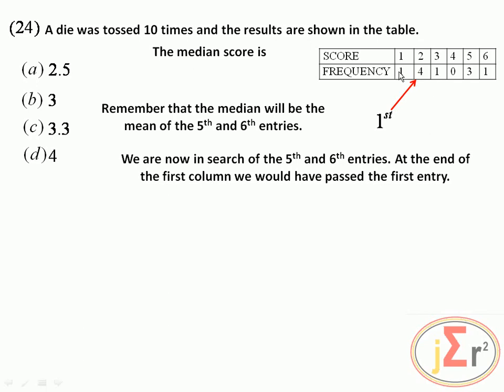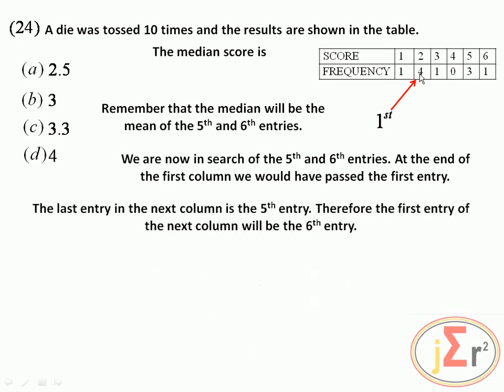So we have the first entry right here. Then we have 4 more. So we have the 2nd, the 3rd, the 4th, and the 5th entry right here. So the last entry in this column is the 5th entry. Therefore, the first entry of the next column will be the 6th entry. So we know that the 5th entry is the last one that we have right here, and the 6th entry is the first one that we have in this one, but of course there's only one. So the 5th entry is a 2, and the 6th entry is a 3.